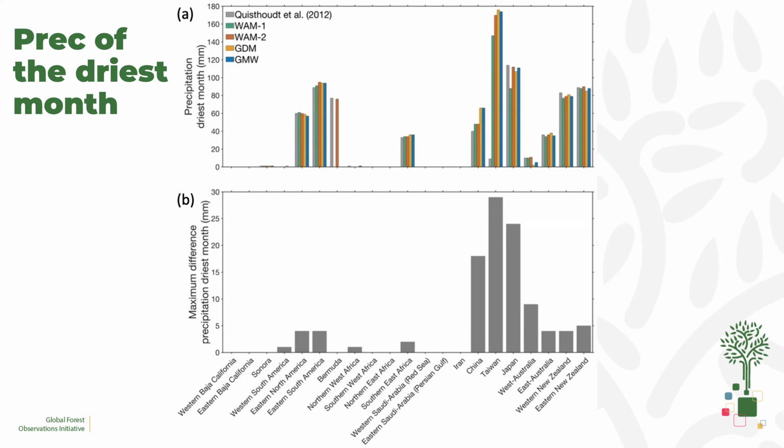And here we see that different variables have more differences across maps. You see, before it was West Baja California, and here in the precipitation of the driest month, they have no difference, because in different latitudes they don't have a variation. But like in China or Taiwan, Japan, and West Australia, they have a huge variation. And this variation is also translated here into big changes.